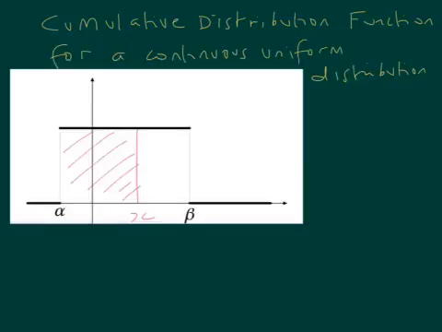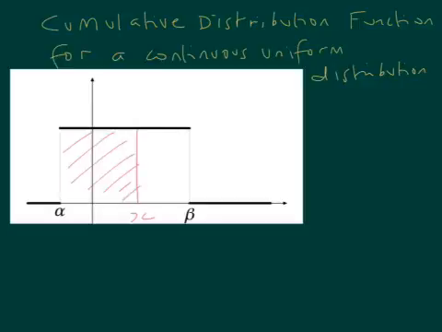Now we need to consider the cumulative distribution function for a continuous uniform distribution. The cumulative distribution is the probability that x is any number up to a particular point. In other words, we need to find out this area in terms of x. So the area is simply the base length times the height, because that's the area of a rectangle.